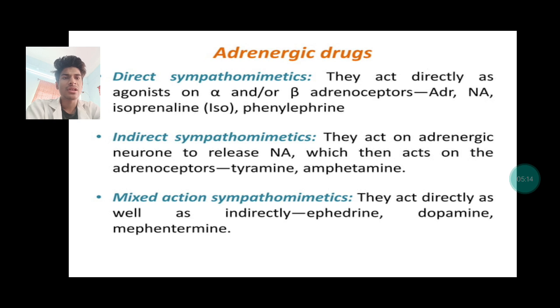Adrenergic drugs are classified into three types. Direct sympathomimetics act directly as agonists on alpha and beta adrenoreceptors. The drugs are adrenaline, noradrenaline, isoprenaline, phenylephrine. Indirect sympathomimetics act on adrenergic neuron to release noradrenaline, which then acts on the adrenoreceptors. The drugs are tyramine and amphetamine. Mixed action sympathomimetics: these drugs are ephedrine, dopamine, mephentermine.